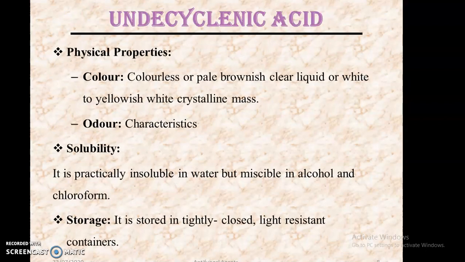The first example which we will be studying now is undecylenic acid. This undecylenic acid is a colorless or pale brownish clear liquid or a white to yellowish white crystalline mass. It has a characteristic odor. This acid is practically insoluble in water but miscible in alcohol and chloroform. Storage condition: it is stored in tightly closed, light resistant containers.